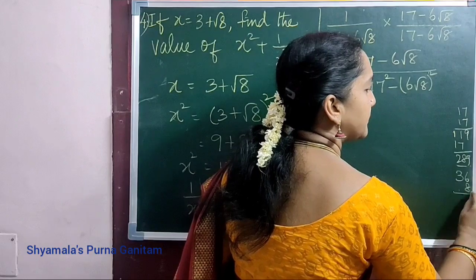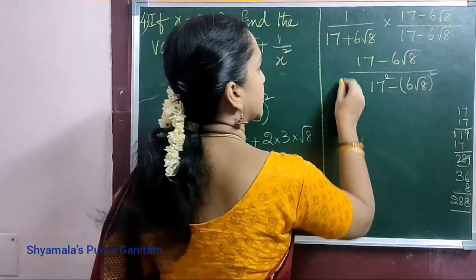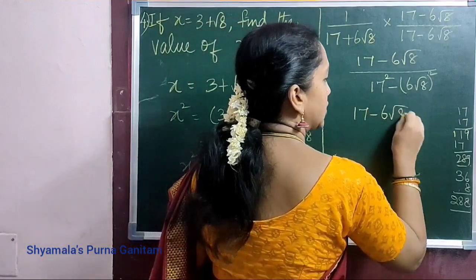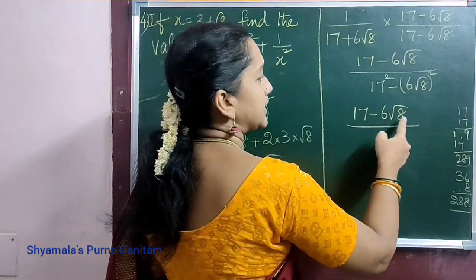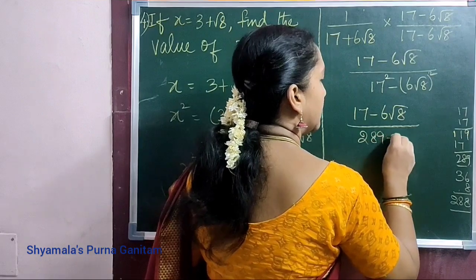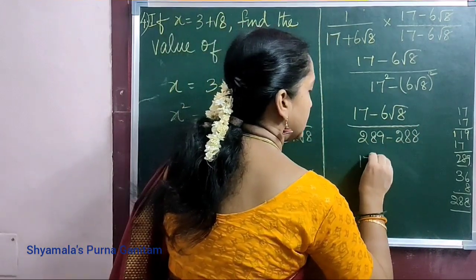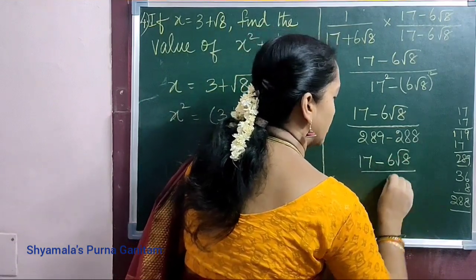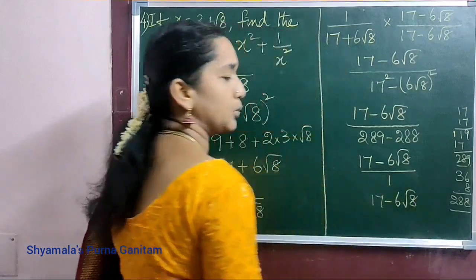36 8s are 288 you will get. So this one will be 17. The numerator there won't be any change. You are not doing any simplification there. So 17 minus 6 root 8 by this one is 289 minus 288. So you get the answer as 17 minus 6 root 8 by 1. So that is equal to 17 minus 6 root 8.